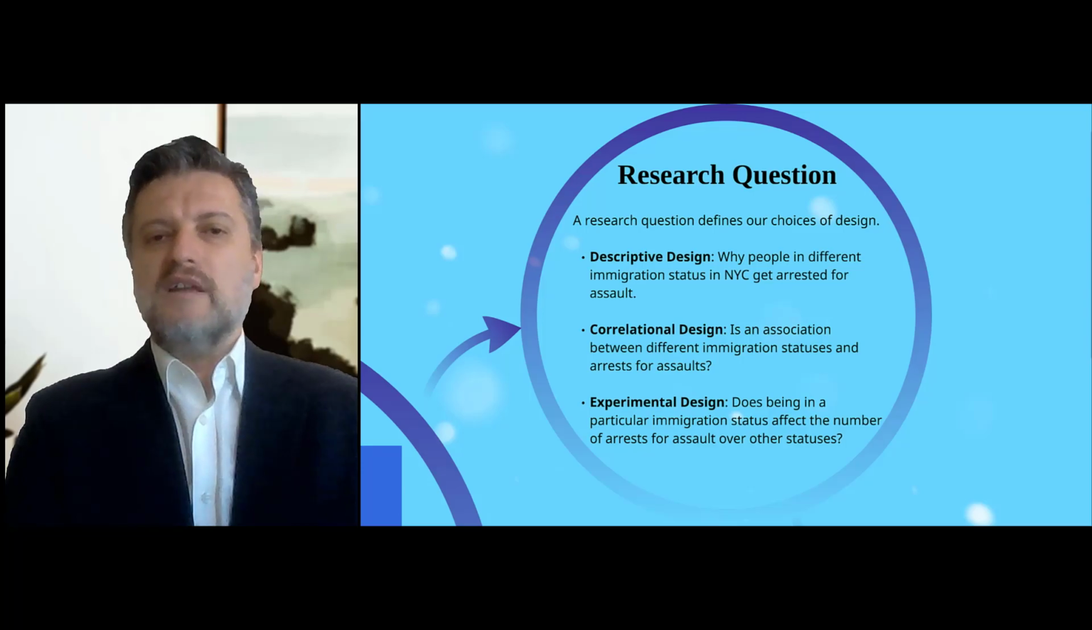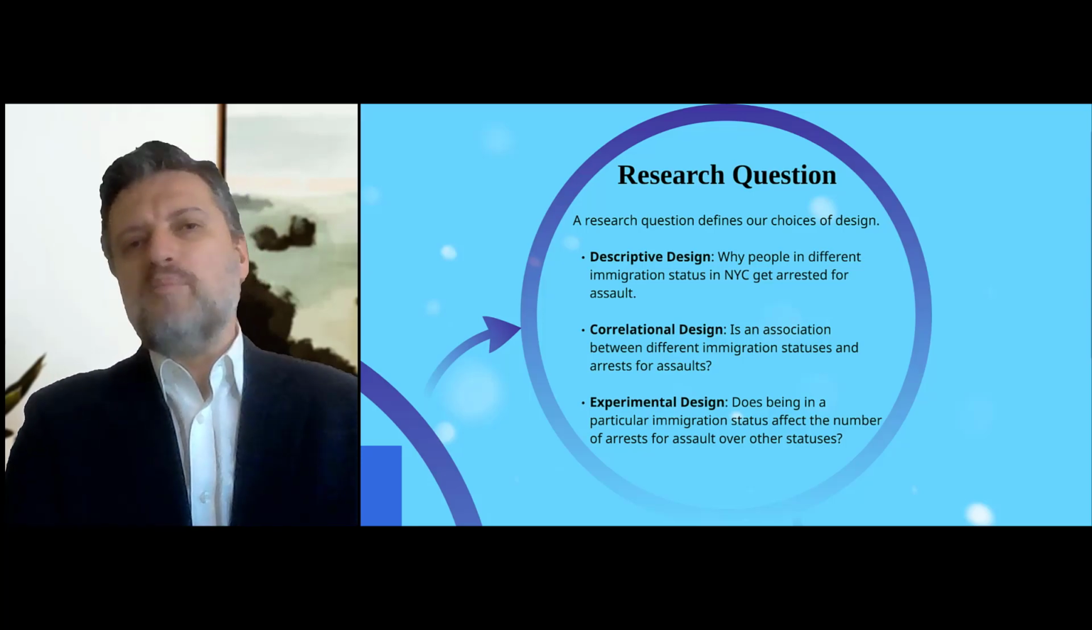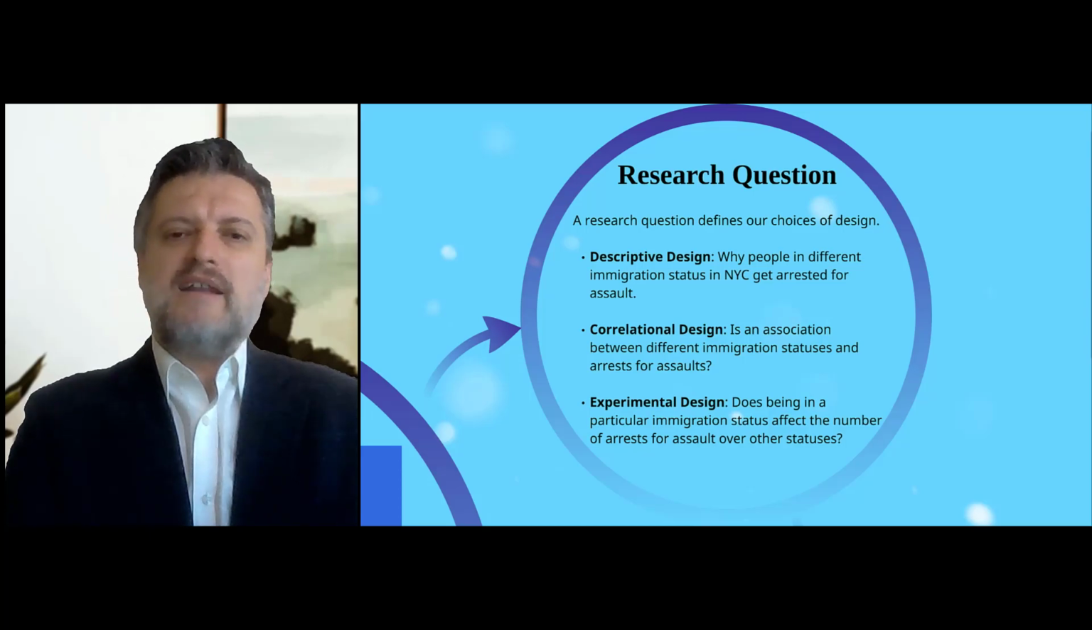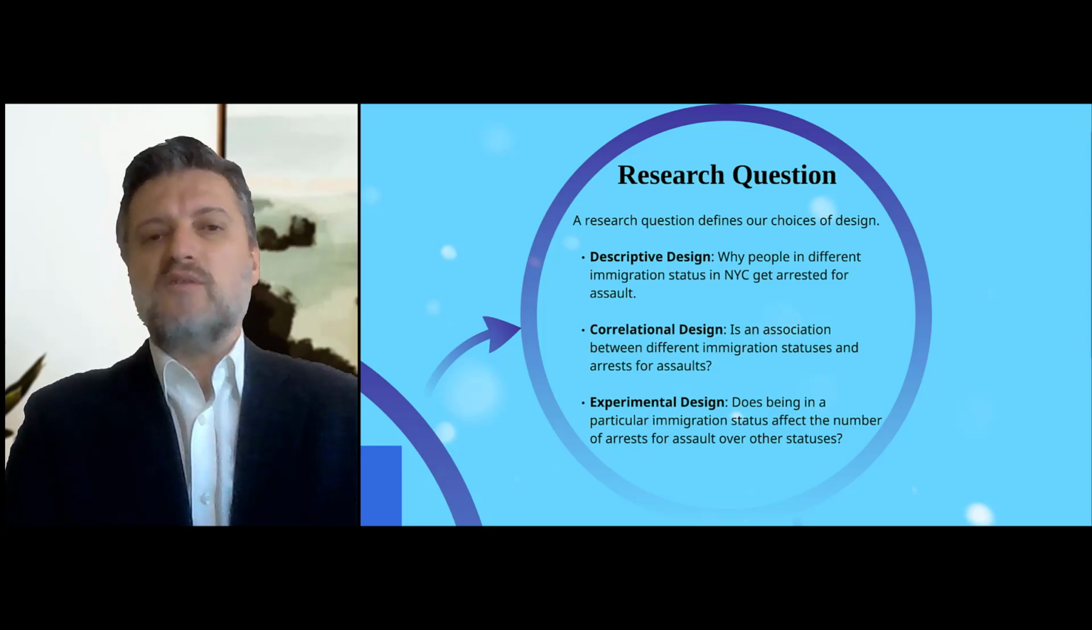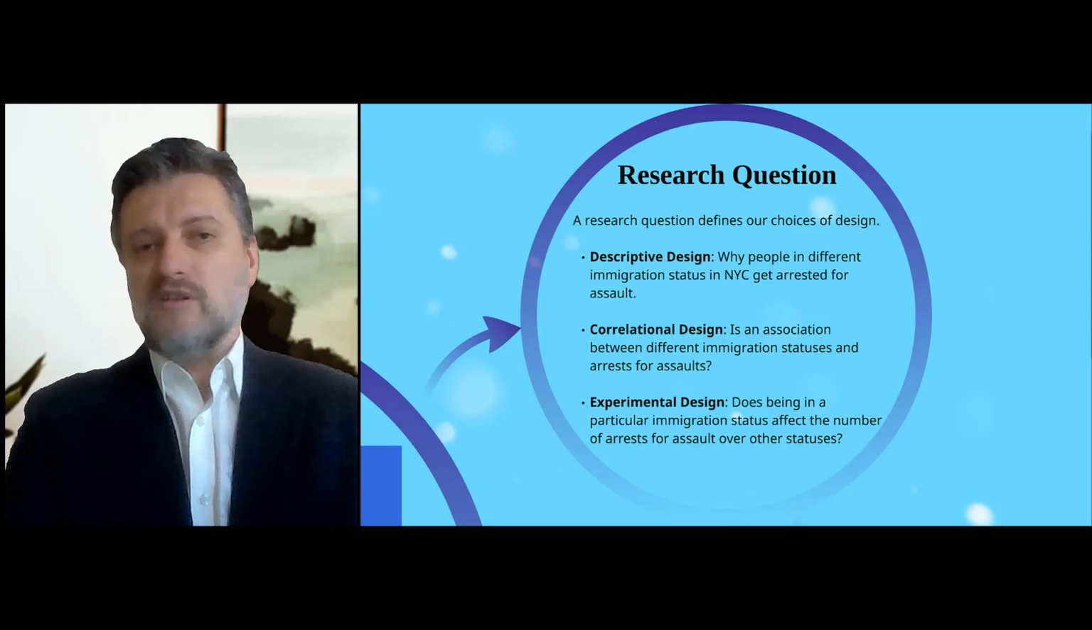Let's start with the descriptive design. If we're going to do a descriptive design for our immigrants research question, perhaps we can do a qualitative kind of method and we want to get in-depth information on why people in different immigration statuses in New York City get arrested for assault and some don't.